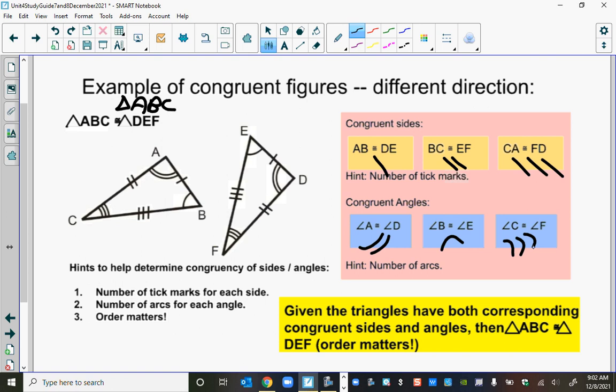So this time I went by alphabetical order, but it's not always going to go A, B, C order. Or it's not always going to be A, C matches up with E, F because they're facing the same direction. Not always the case. You have to look at tick marks and arcs, arcs and slash marks. That's going to tell you who matches with what. Okay, questions? Anybody have any questions with these triangle congruencies?